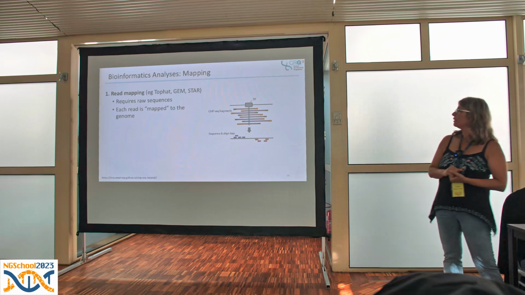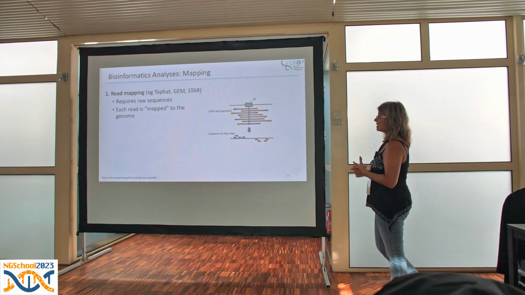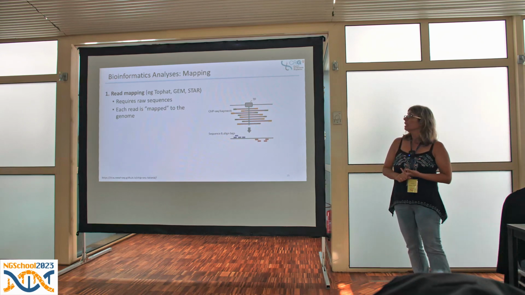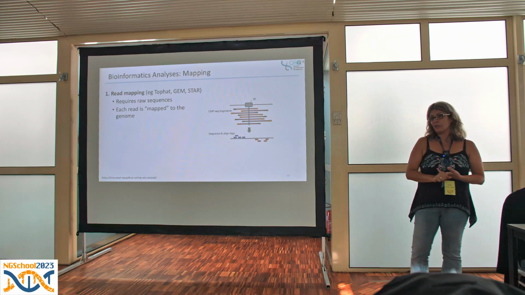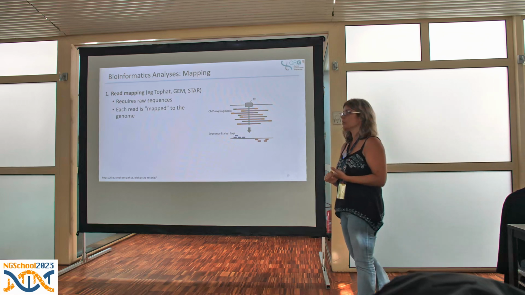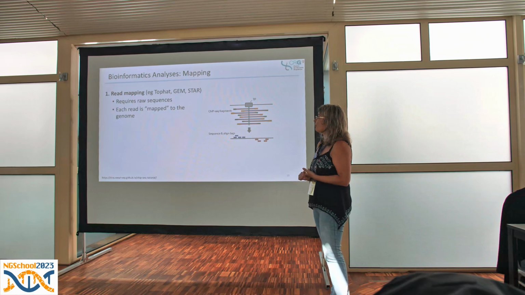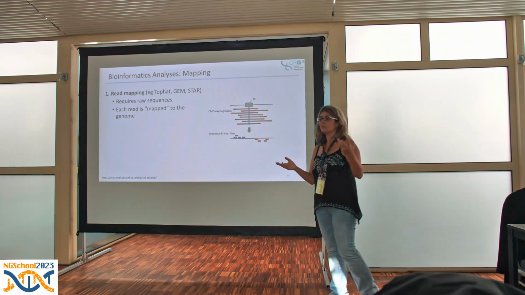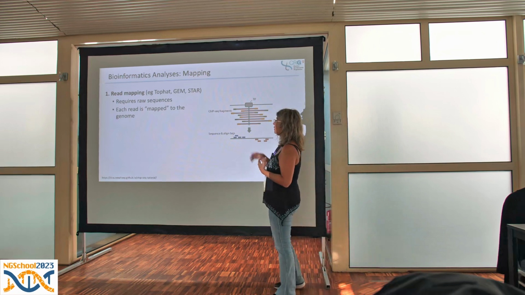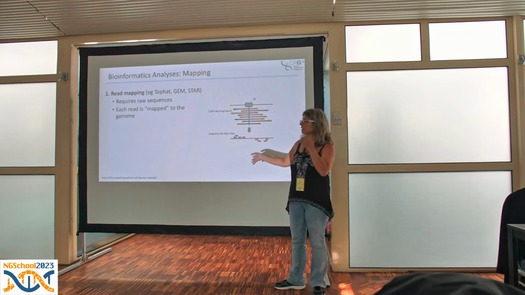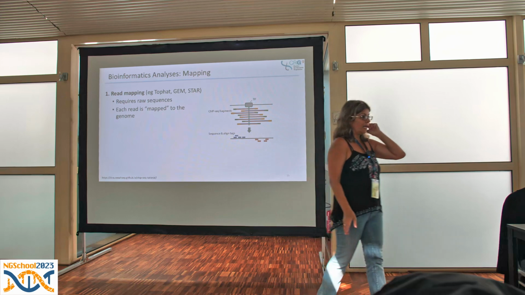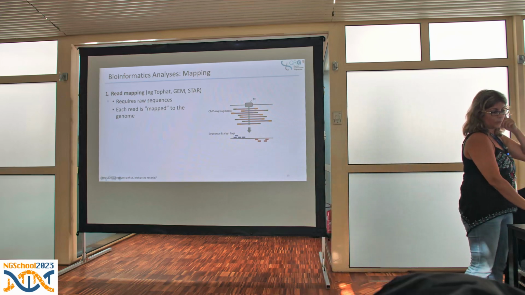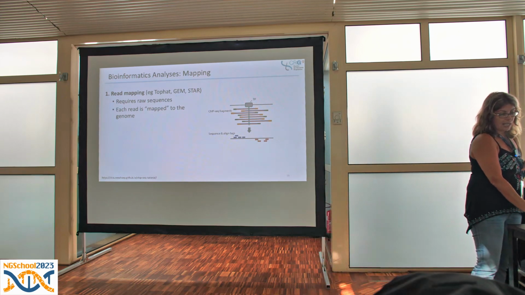So for the bioinformatics analysis, the first step, we said, is read mapping. There are many programs that have been developed to do this task. Basically, we need, as you know, the raw sequences. These are FASTQ files that come from the sequencer, and then each read is aligned to a specific region in the genome. There are more pipelines than these.